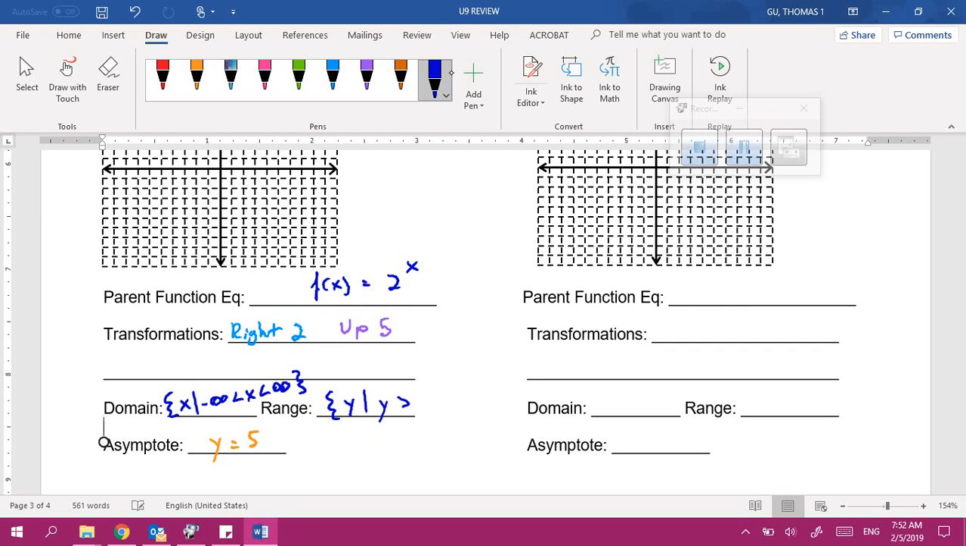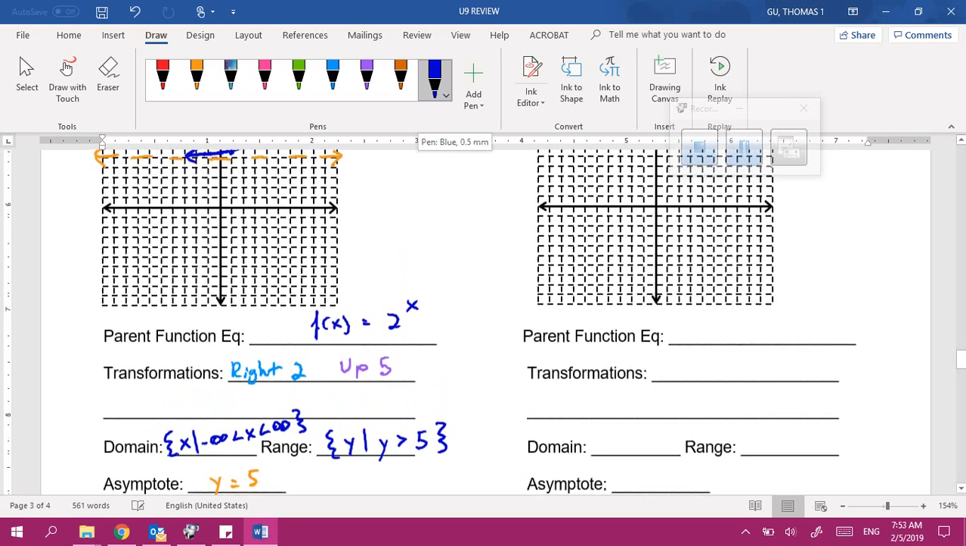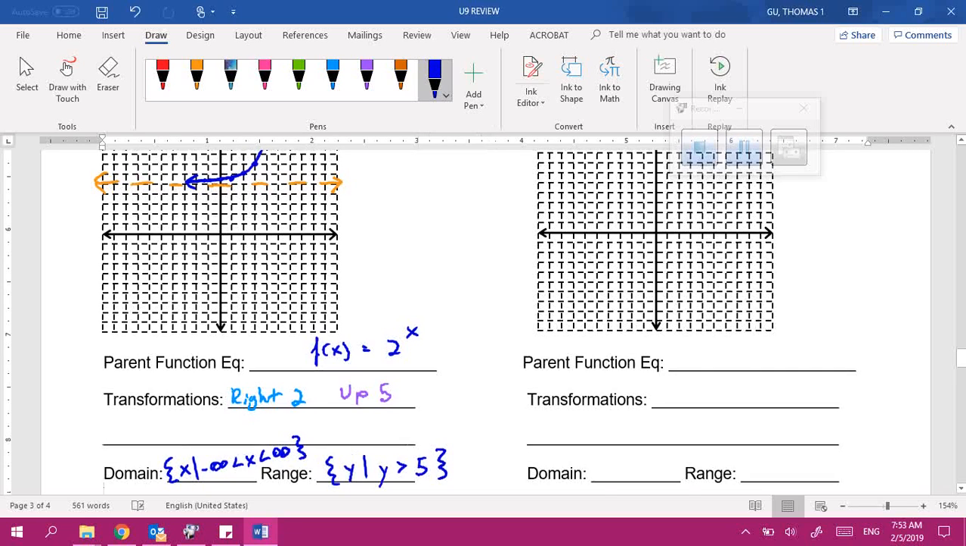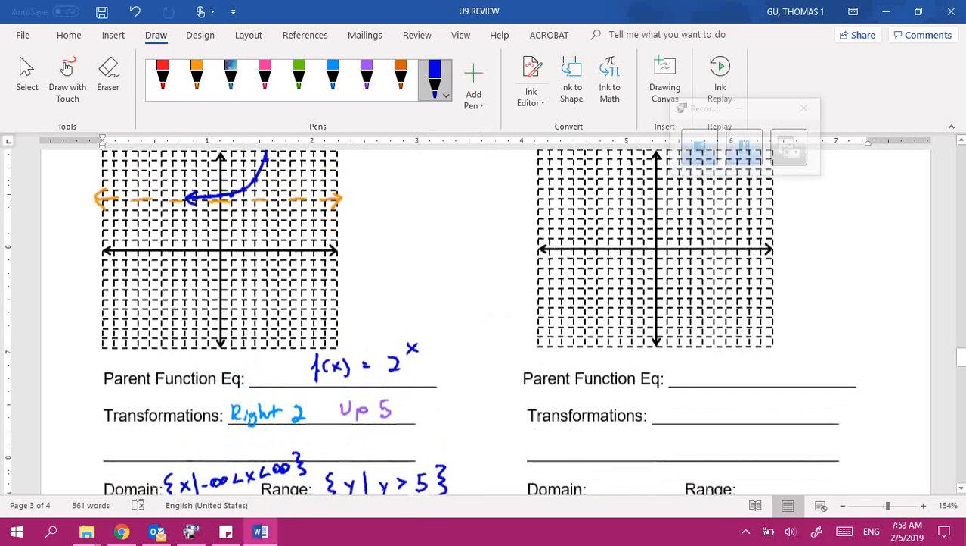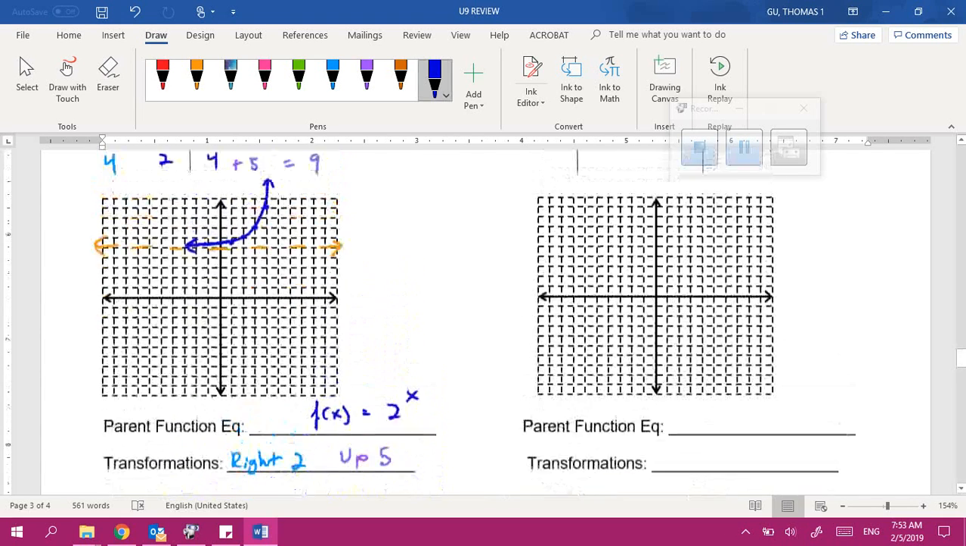Y is greater than 5. How did you get the 5 and how did you get the y? Or how did you get the greater than? You got the 5 from the asymptote, right? Because that's the cutoff point. And then how did you know it's greater than? Because it's above the line, right? Your graph is above the line. That's right. Okay. And that is number 21.